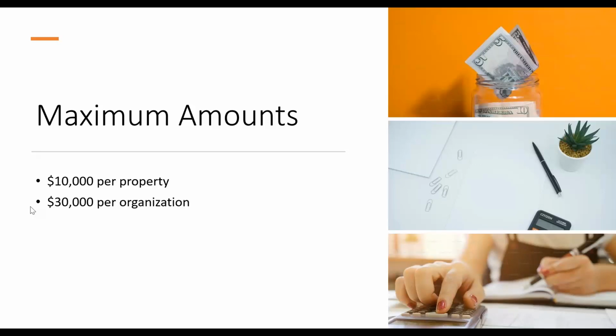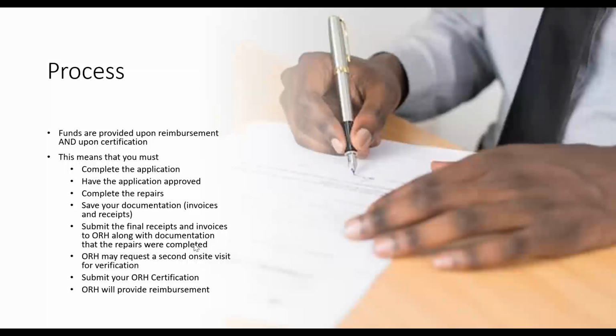So the total amount per property is $10,000 per property, and then $30,000 per organization. So if you're an organization and you run 6 homes, you can apply for $5,000 per property because that adds up to $30,000. But if you're an organization that is only 1 house, you can only apply for $10,000 for that 1 house. So those are the maximum amounts per property and per organization. And so the process, the funds are provided upon reimbursement and upon certification.